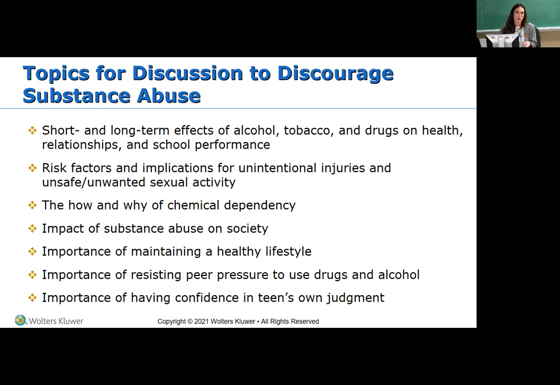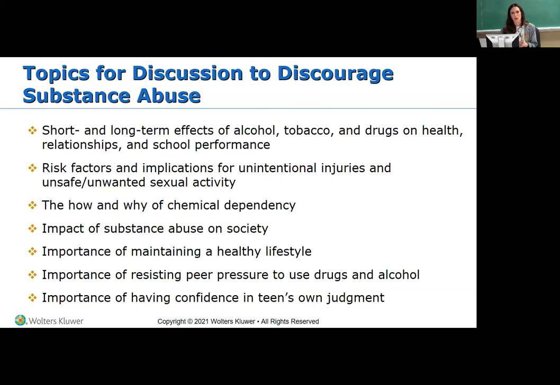The how and why of chemical dependency, and how chemical dependency works. They need to know the reasons why. We need to give them good, solid information about each of these drugs so that they can be aware of what they're doing to their body and what changes they're causing. We want to encourage them to maintain a healthy lifestyle and to resist peer pressure. If their peer group is pressuring them into doing something like that, maybe they need to reevaluate the purpose of their peer group, and the type of friends they're associating themselves with.